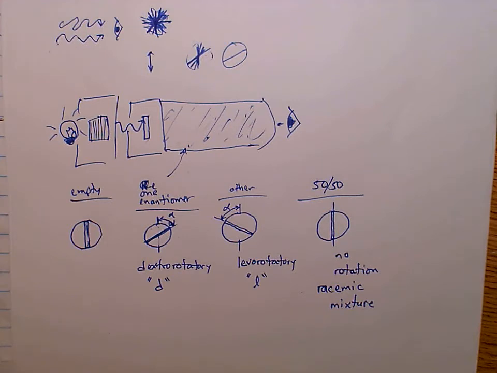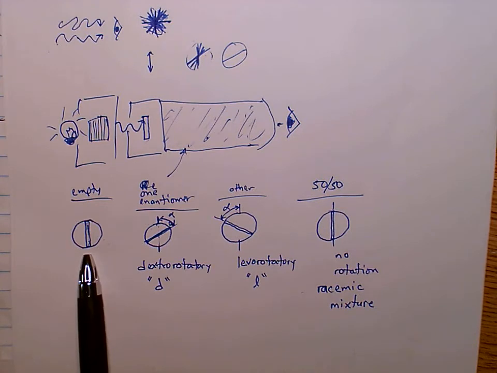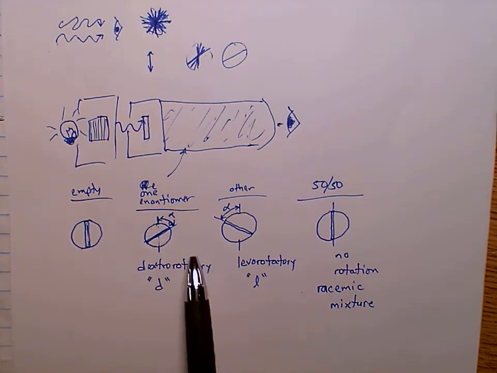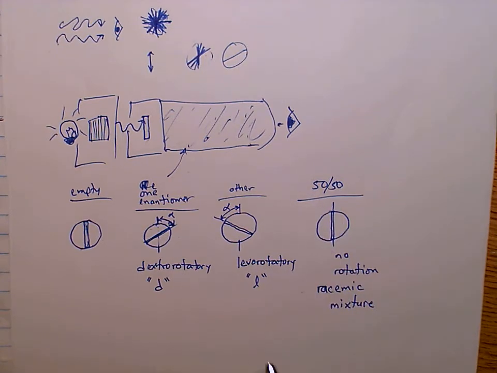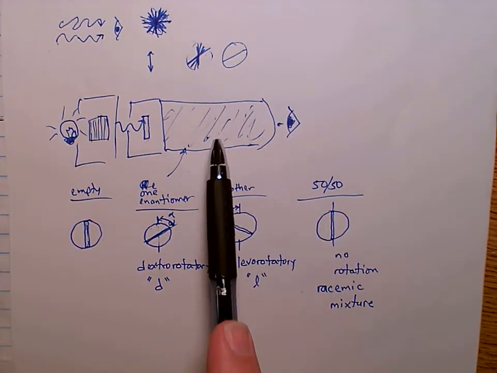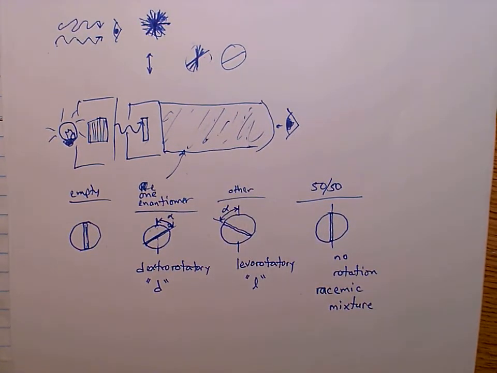Okay. So here we have our deal. Empty tube, no rotation. If it rotates it to the right, we call that the dextrorotatory isomer. If it rotates it to the left, that's the levorotatory isomer. If you have a 50-50 mixture of the two enantiomers in the tube here, you'll get no rotation. We call that a racemic mixture.